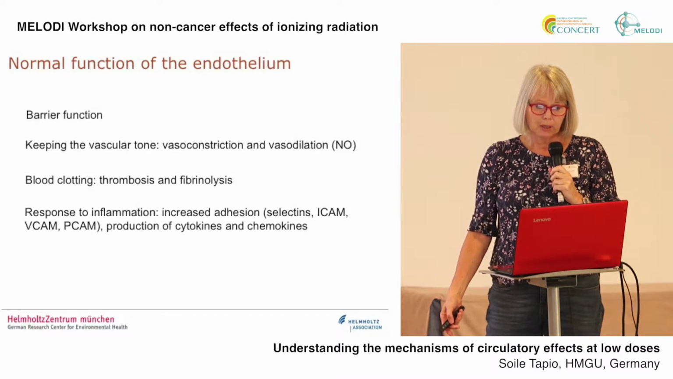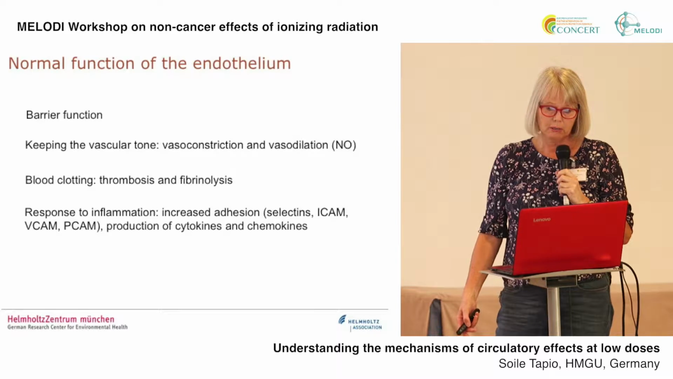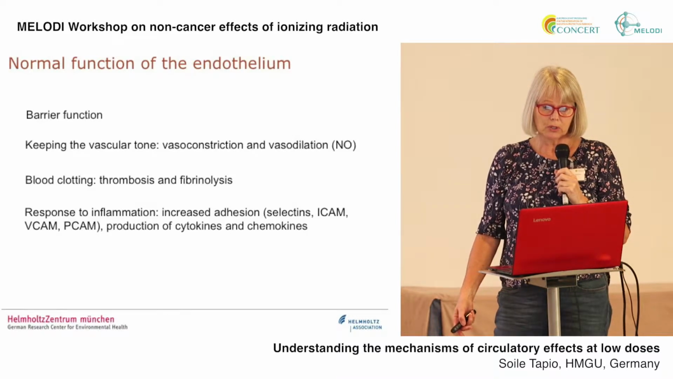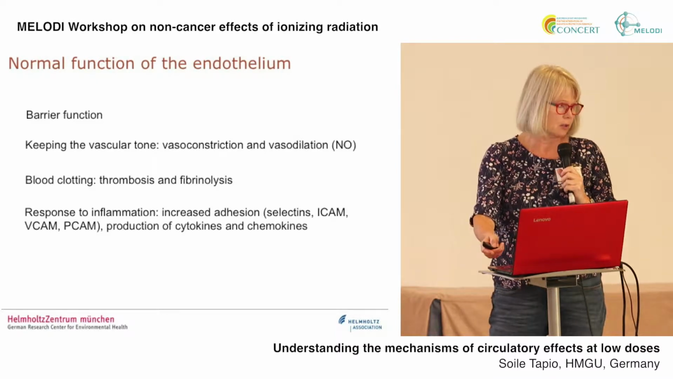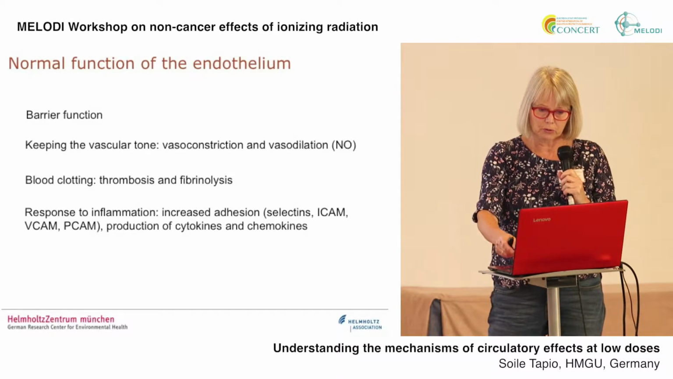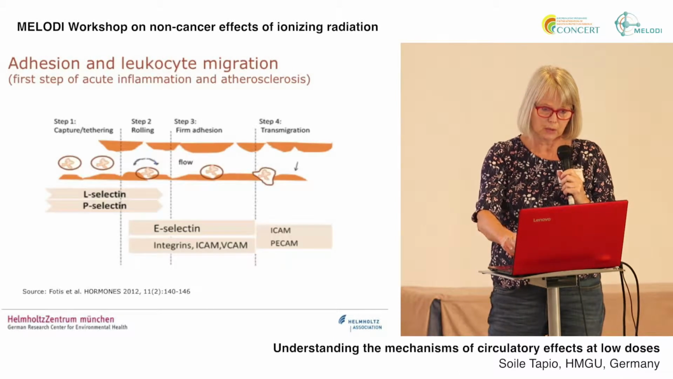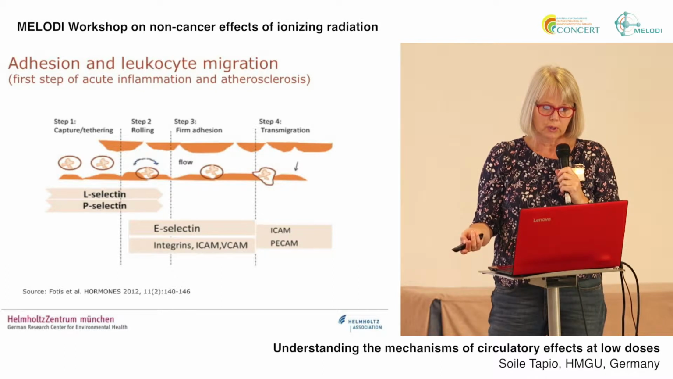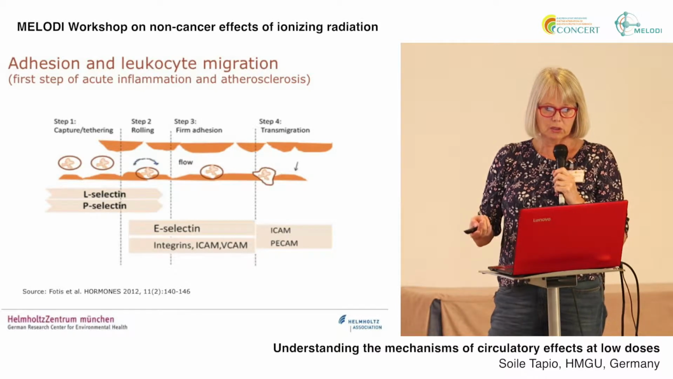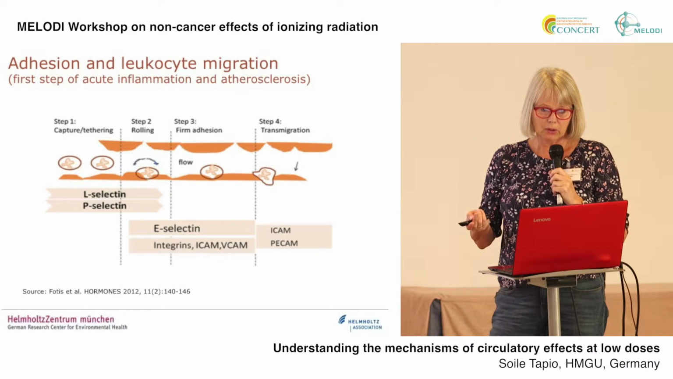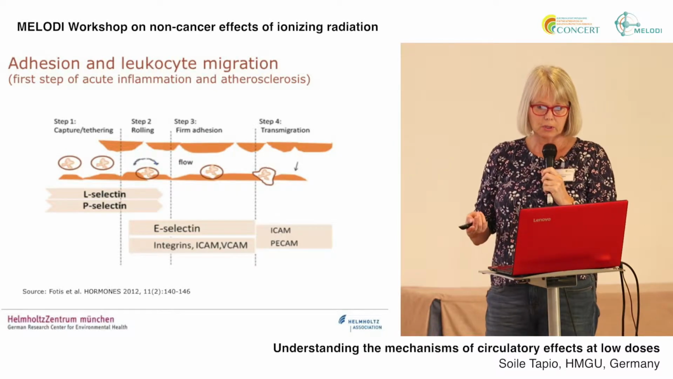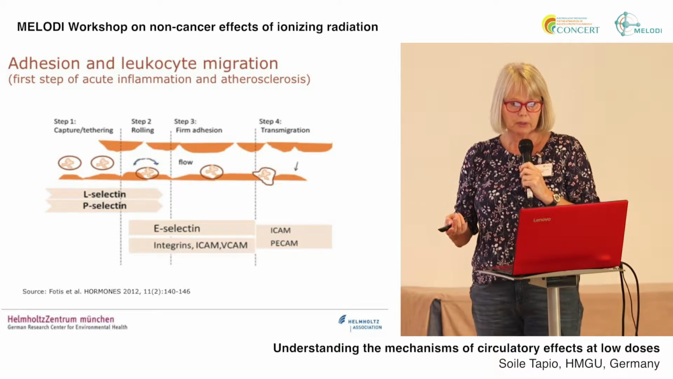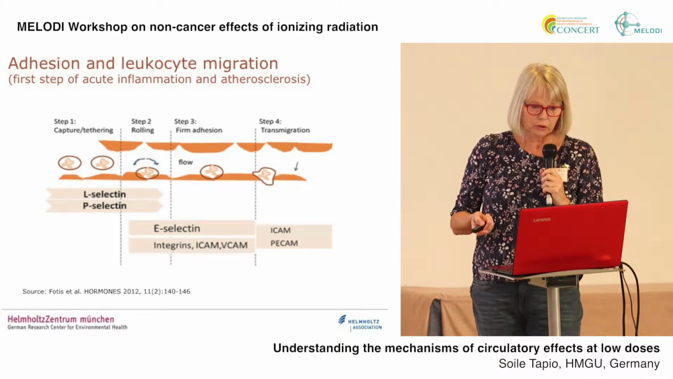So it can produce cytokines and chemokines. It produces adhesion molecules, but there are, of course, other cells as well that can produce cytokines and chemokines, and to a greater extent than endothelial cells. So I want to just show you how the adhesion and migration happens, because this is the first step of acute inflammation, but this is also the first step of atherosclerosis, so it's very important for both.